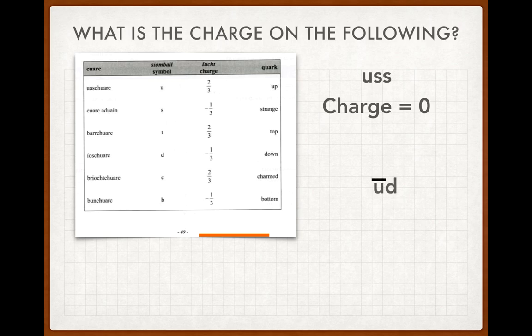The next one is a meson, so it's made up of a quark and an antiquark. And to get the charge of that, anti-up has a charge of -2/3, and down has a charge of -1/3. So the charge on that should be -1.